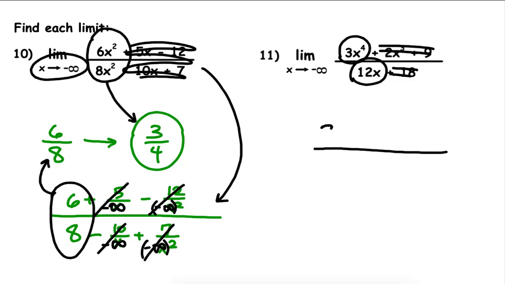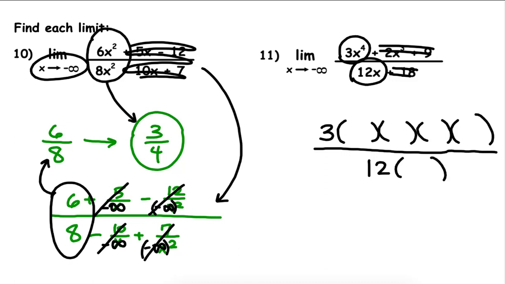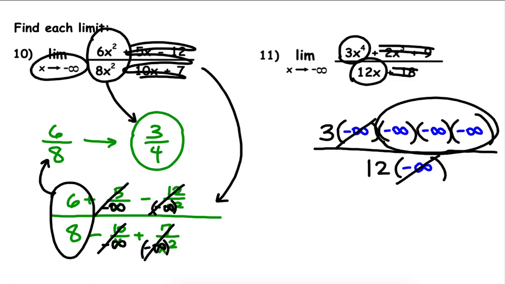3x to the 4th is 3, and then x times x times x times x. So there's 4 of them. 12x would be 12 times x. Imagine if all the x's were negative infinities. Oh, well, of course, one of these negative infinities can cancel, but there's still 3 of them left, and we know that negative times negative times negative is still negative. So the answer there would be negative infinity.